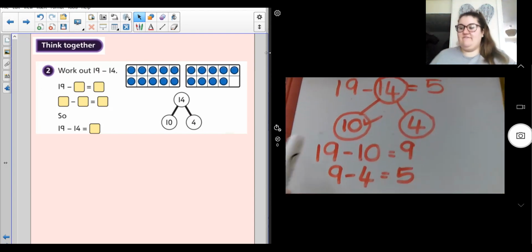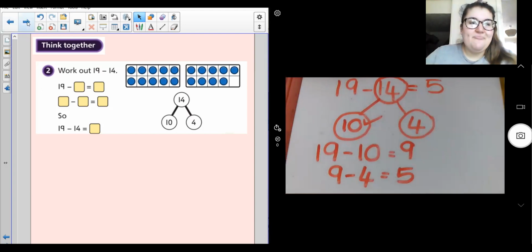Worked out very efficiently. And that's what you can see has happened here. They've provided some 10 frames for us as well, in case we wanted to use those. But you can see what Miss Winfield did is right here. They've got the number 14, okay, and they've separated it into tens and ones. So the first thing I would do, let's fill in this together. 19, I took away 10.